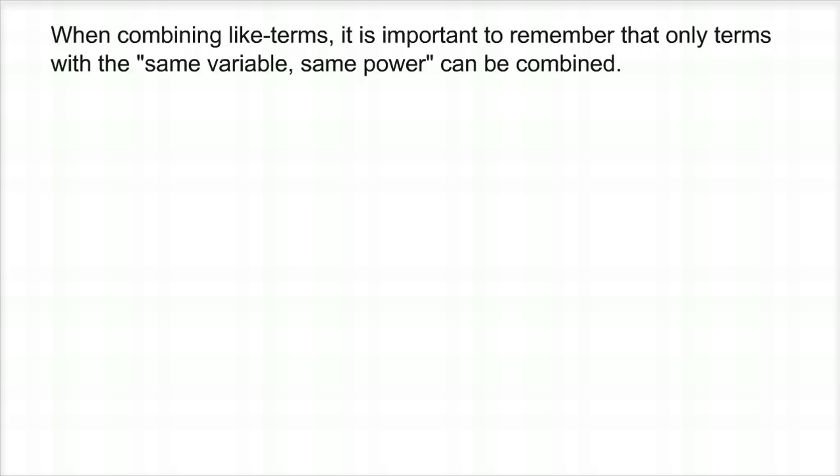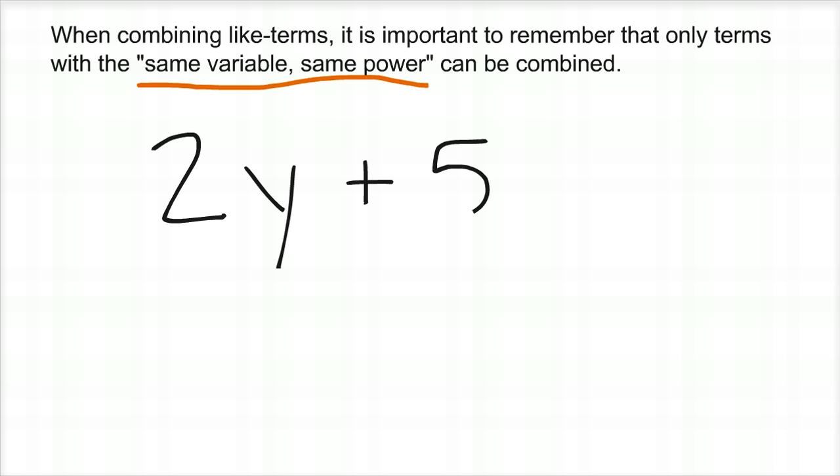When combining like terms, it is important to remember that only terms with the same variable and same power can be combined. Same variable and same power. With that said, let's solve the expression 2y plus 5y plus 3. We're looking for same variable, same power.